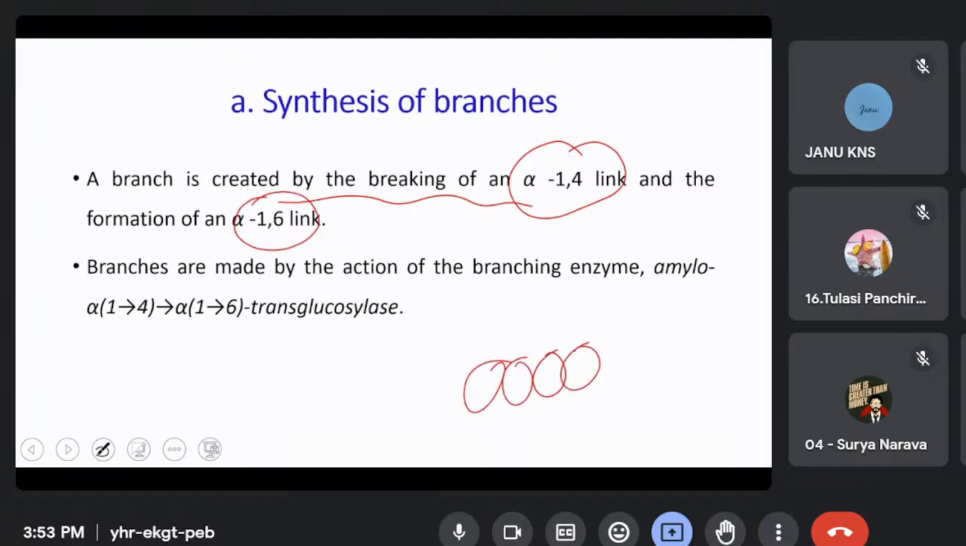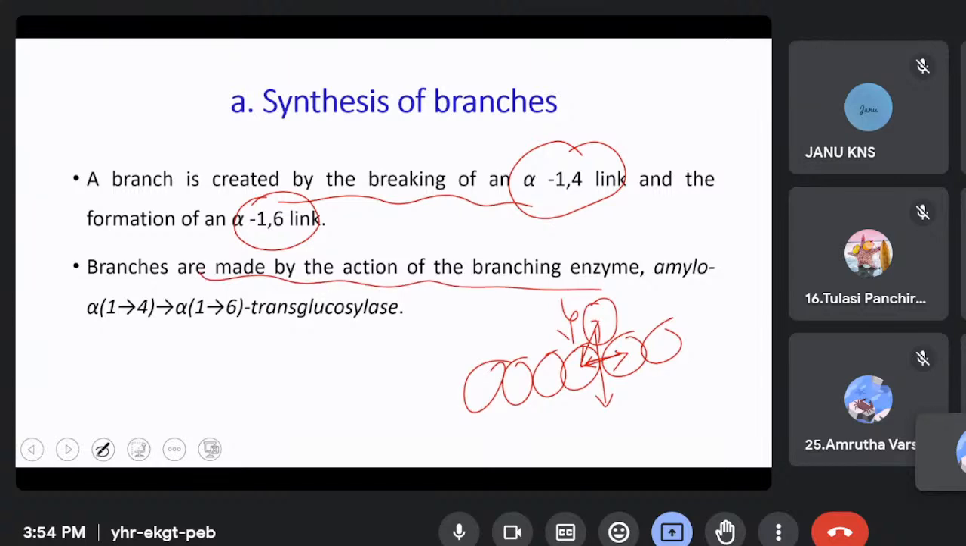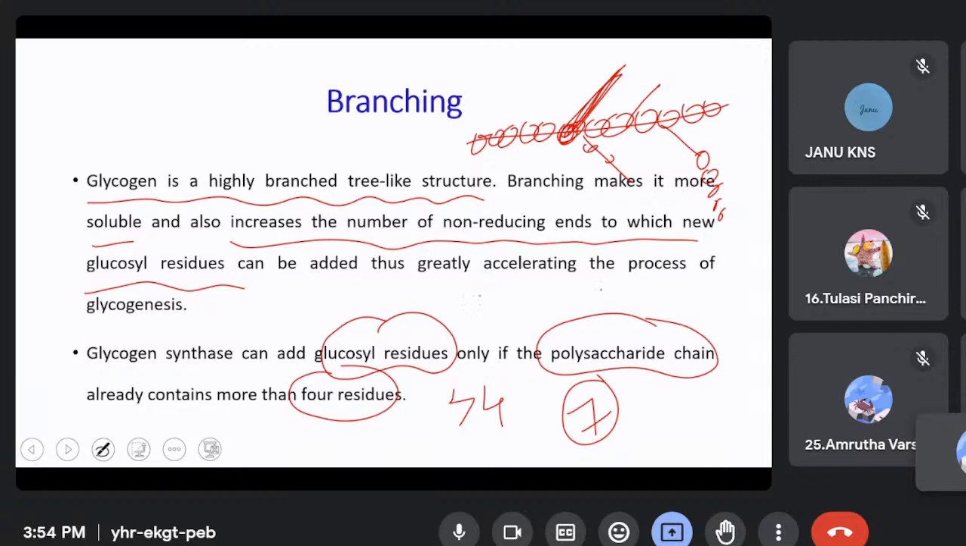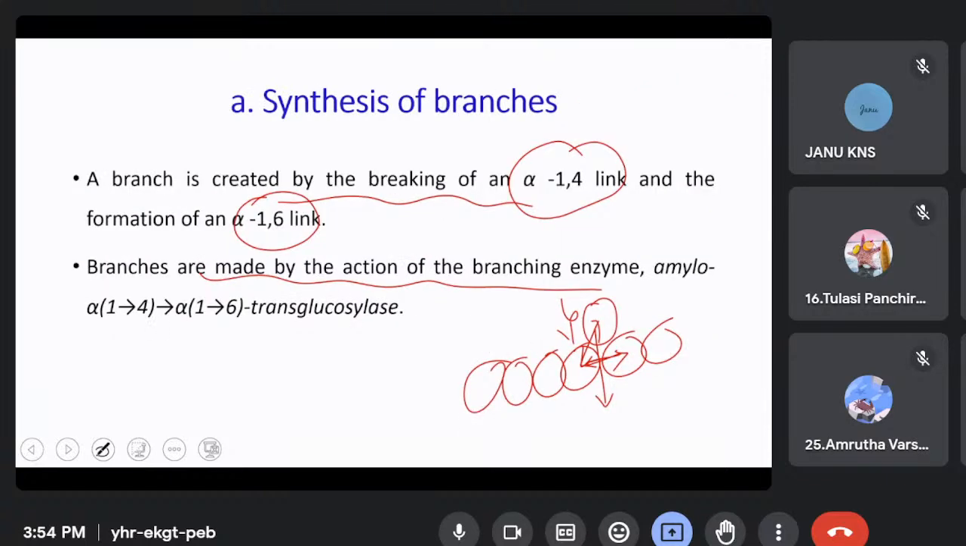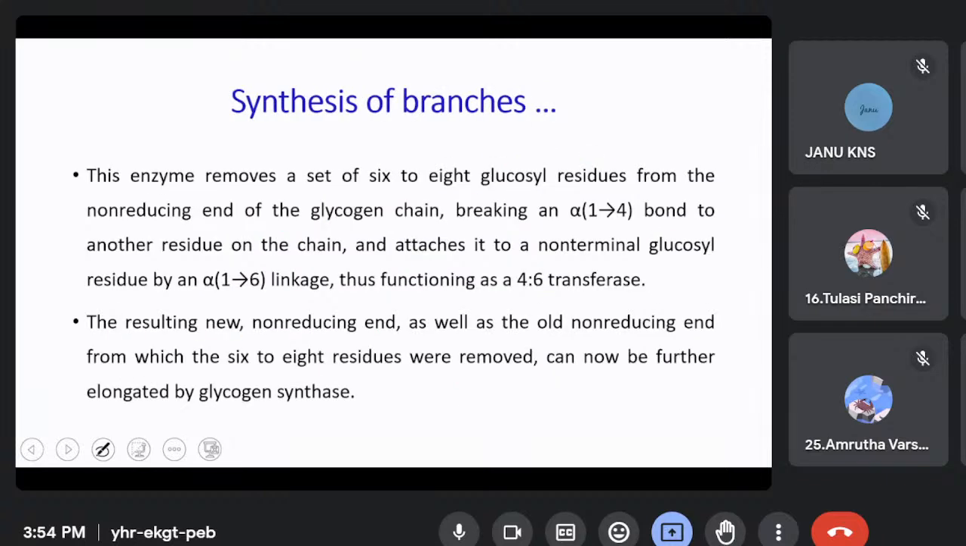Between these two there is an alpha 1,4 link, and this is broken and an alpha 1,6 link is formed between two glucose residues. Thus the glucose is said to be branching. The branching of the glycogen takes place. Branches are made by the action of the branching enzyme. Glycogen synthase cannot do this. It can form only 1,4 glycosidic bonds, whereas the 1,6 glycosidic bonds at the point of branching are catalyzed by the enzyme amylo alpha 1,4 alpha 1,6 transglucosylase.